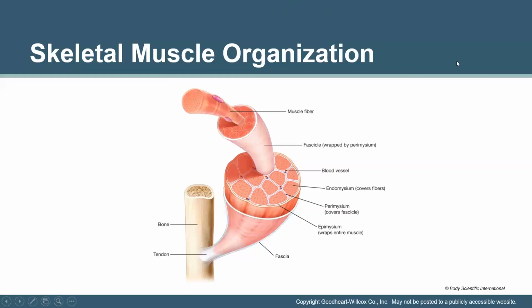So let's look at our picture here. Here we have our muscle fiber, the membrane again being the sarcolemma. There will be endomysium surrounding each fiber. And then we'll have groups of fibers bundled together to create the fascicle. The fascicle will be wrapped in perimysium.